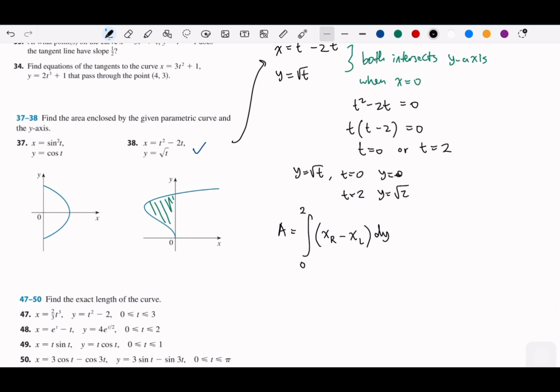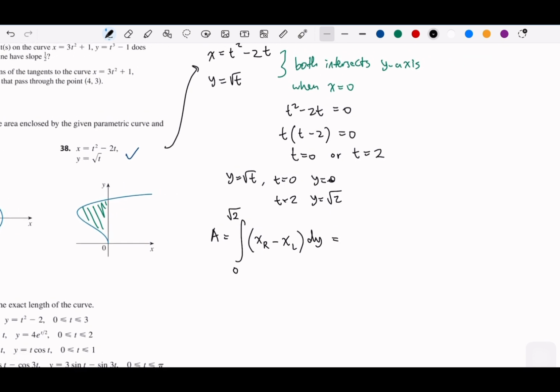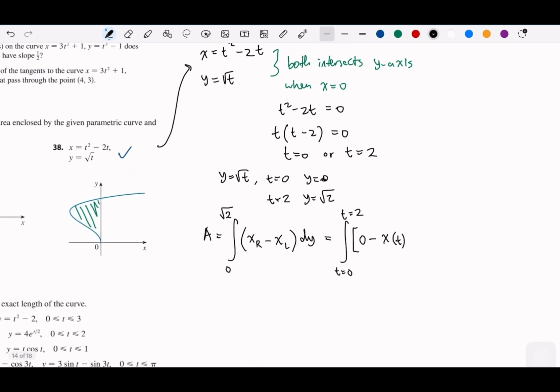Oh, sorry, this should be square root of 2. And now we change to parametric, okay? We change to parametric, so t equals 0, t equals 2, okay? So let me write 0 so that you know that this will be the x equals 0. And then minus, let's just write in terms of parametrics x of t, which we have here. Okay, later we can substitute.